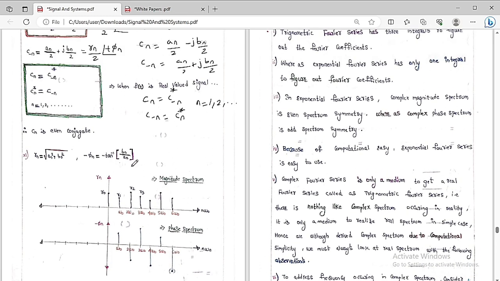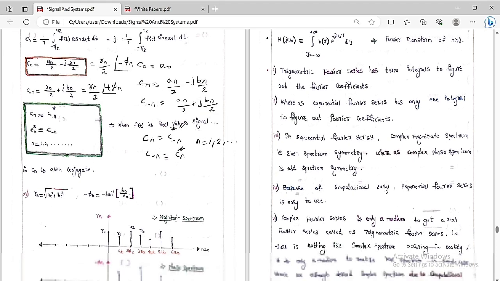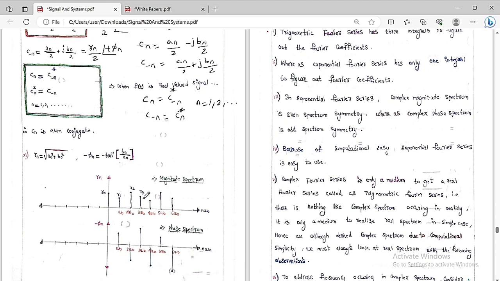If you substitute n is equal to 1, then what are we going to get? Minus phi 1, minus phi 2, minus phi 3. Like that we are going to get. So this is the magnitude spectrum and this is the phase spectrum. Because the n value is discrete in nature, the magnitude spectrum is discrete in nature and the phase spectrum is also discrete in nature.